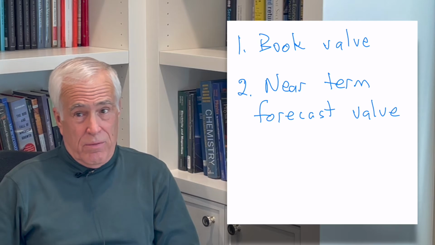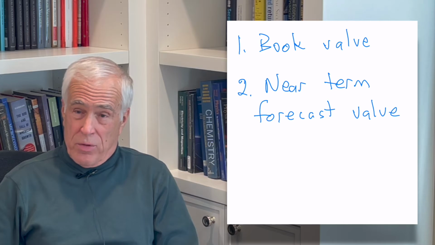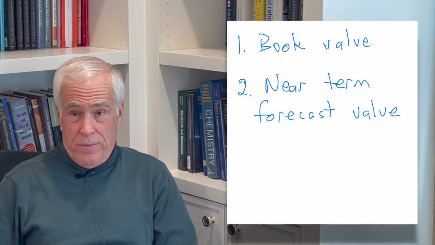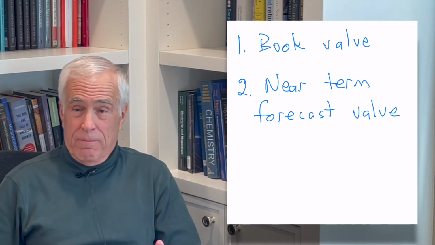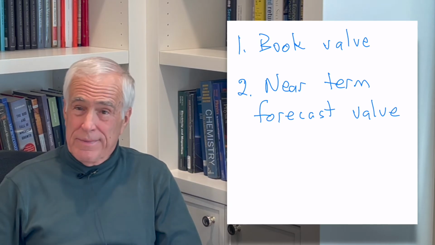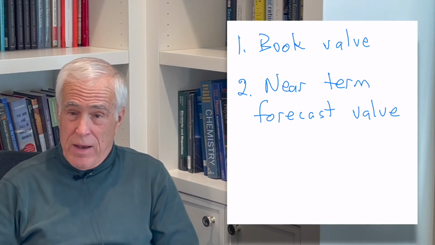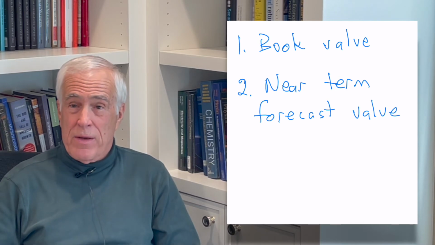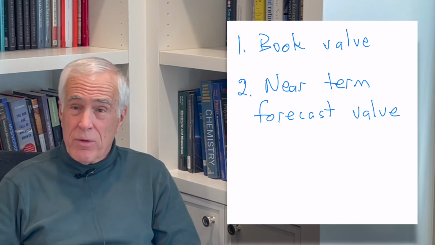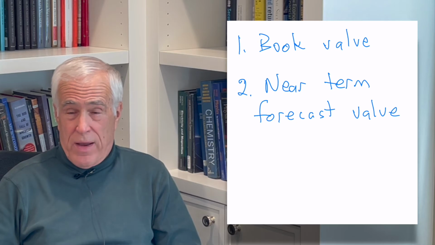Then the second thing in the near-term forecast value is we take year two forecast earnings, net of the capital charge, and we assume that the company earns that into perpetuity. So it takes those year two earnings, which are reasonably certain. We're not guessing what's going to happen in a decade. It's just the analyst forecast two years out. We assume they earn that into perpetuity, and we discount that back to present value at the same rate. We add those two things together, and that gives us the near-term forecast value.